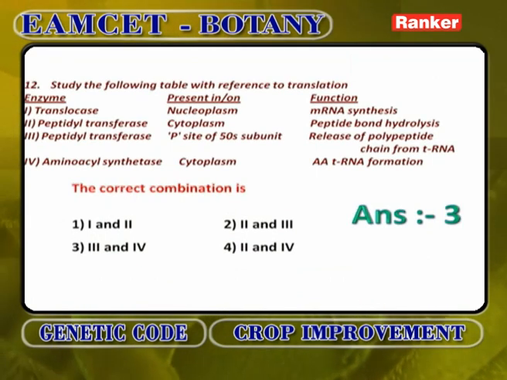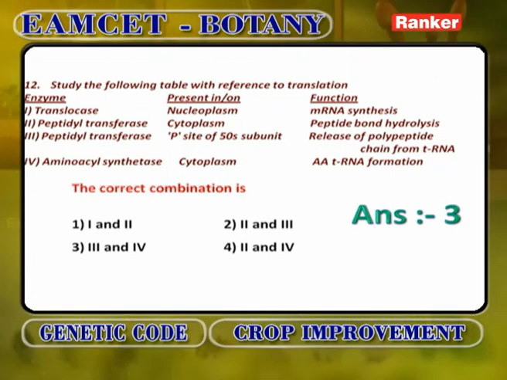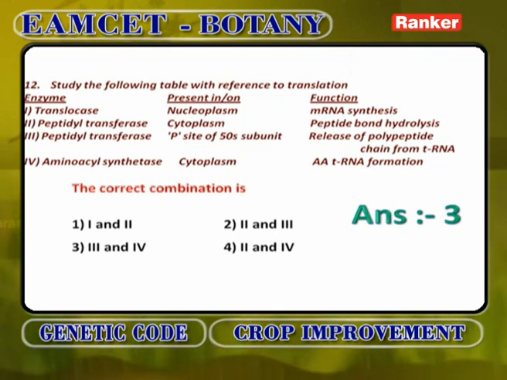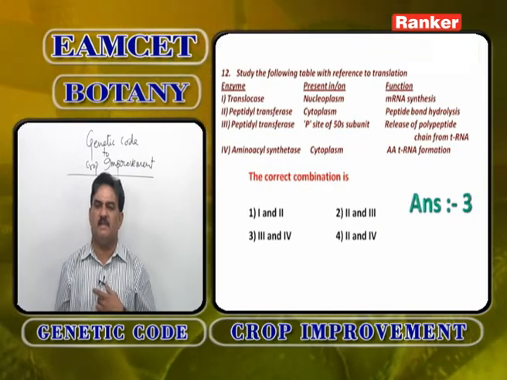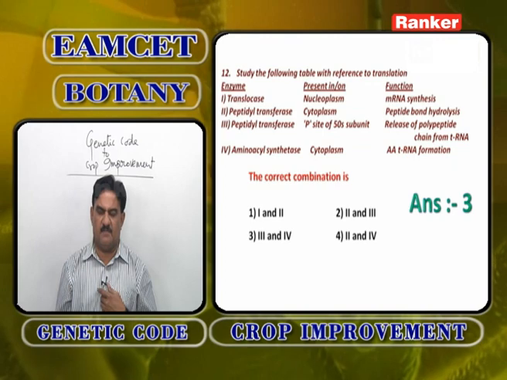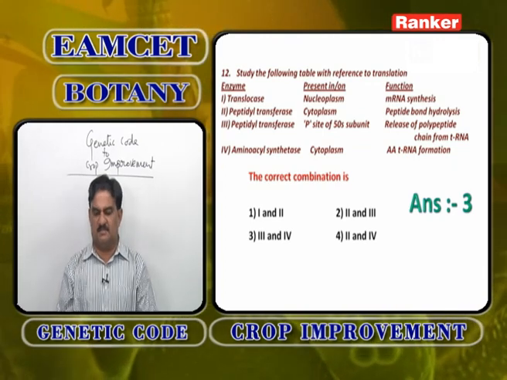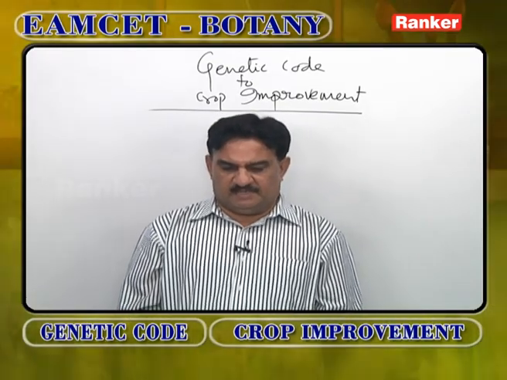Now study the following table with reference to translation. This is a three column tabular form: enzyme, present in or on, and function. Study the table and identify the correct combination. Translocase enzyme is present in nucleoplasm. It is not helping in mRNA synthesis. Translocase does not help in mRNA synthesis. mRNA synthesis is helped by RNA polymerase.